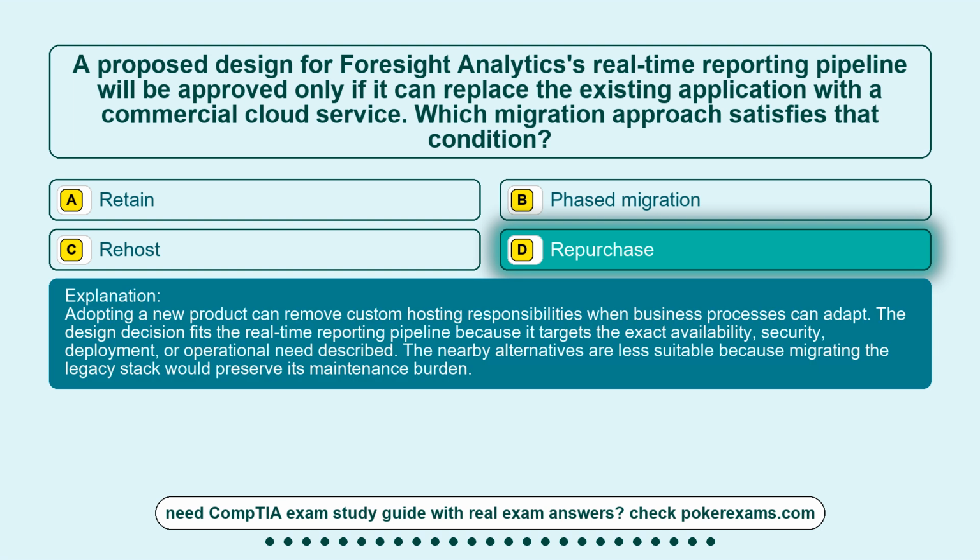Adopting a new product can remove custom hosting responsibilities when business processes can adapt. The design decision fits the real-time reporting pipeline because it targets the exact availability, security, deployment, or operational need described. The nearby alternatives are less suitable because migrating the legacy stack would preserve its maintenance burden.